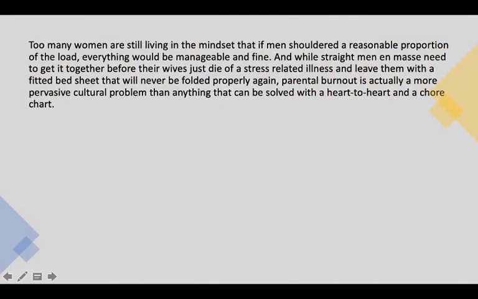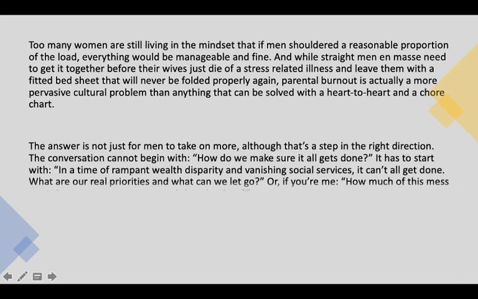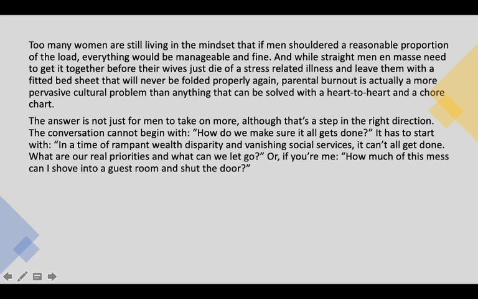Too many women are still living in the mindset that if men shouldered a reasonable proportion of the load, everything will be manageable and fine. And while straight men en masse need to get together before their wives die of stress-related illness and leave them with a fitted bedsheet that will never be folded properly again, parental burnout is actually a more pervasive cultural problem than anything that can be solved with a heart-to-heart and chore chart. The answer is not just for men to take on more, although that's a step in the right direction.